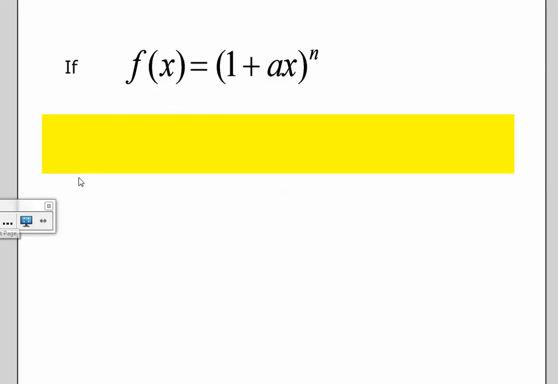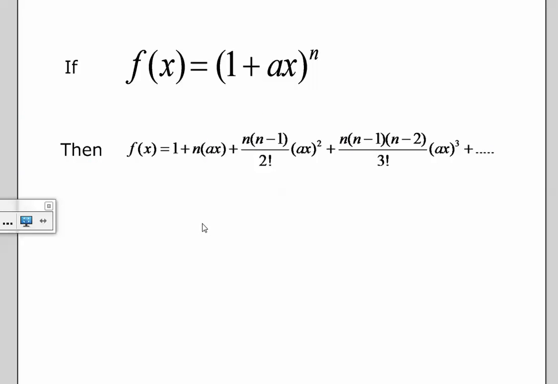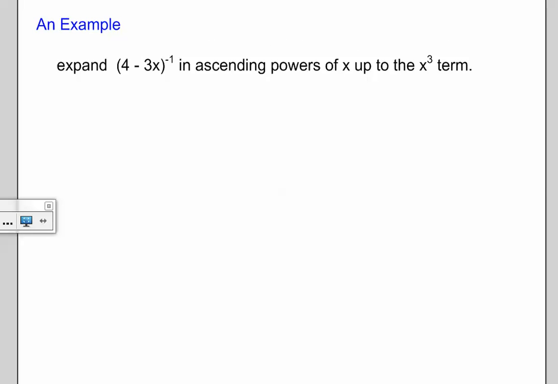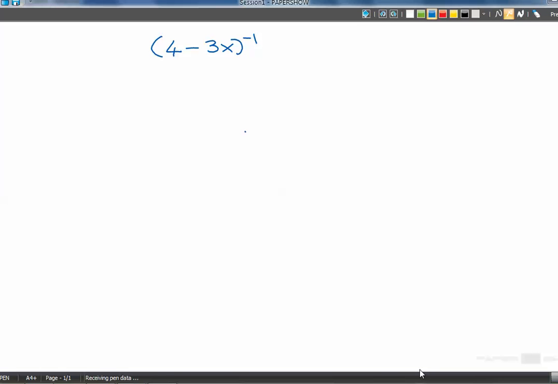Now we've also had a look at expressions for 1 plus ax to the power n, and that's the same formula, but we've just replaced the x by ax. In this video, we're going to have a look at expansions in the form of a plus bx to the power n, where a is not 1. So, let's look at an example. We're going to expand 4 minus 3x to the power minus 1 in ascending powers of x up to x cubed.